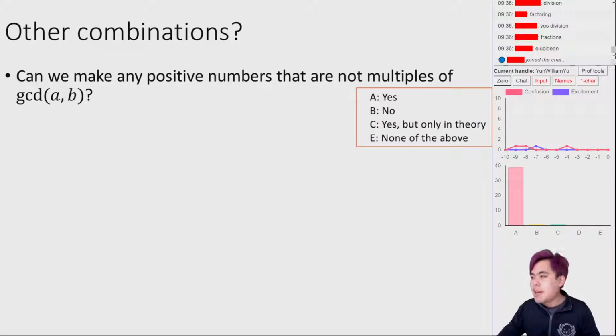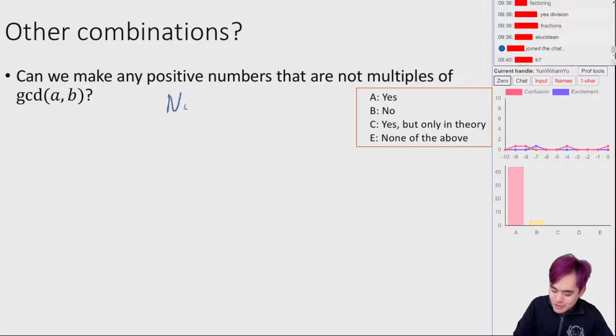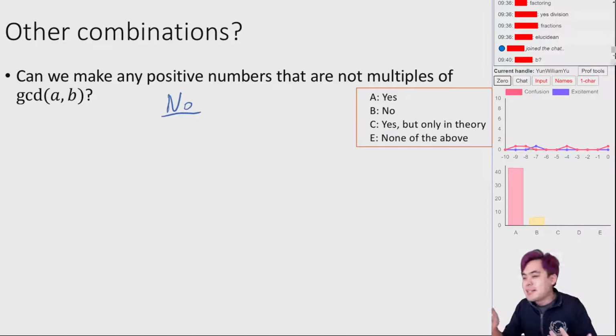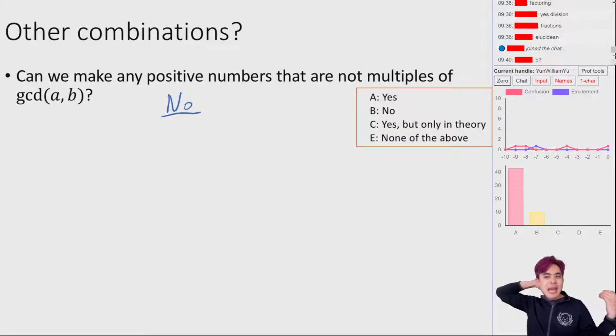Okay, so we have a lot of people who are guessing that yes, you can make other positive numbers that are not the multiple. Unfortunately, that turns out to be wrong. So, no, you cannot. Why is this the case? Now, I just suggested that you can make all the multiples, and what we need to show is that that's all you can do.